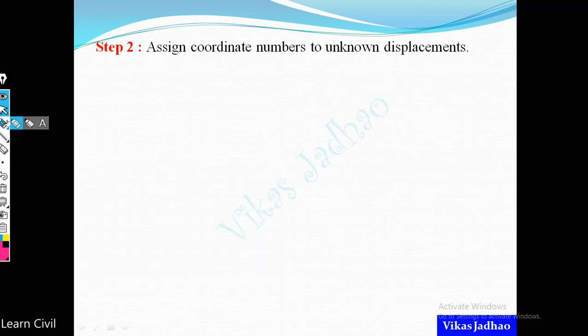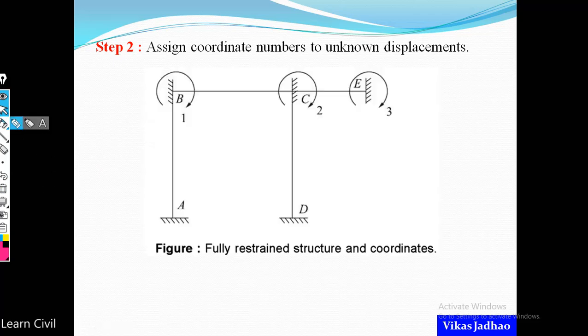Step 2 is to assign the coordinate numbers to the unknown displacements. As we have three unknown displacements, theta B, theta C and theta E, we will assign the first coordinate number to the displacement at joint B, the second coordinate number to the displacement at joint C, and the third coordinate number to the displacement at joint E.